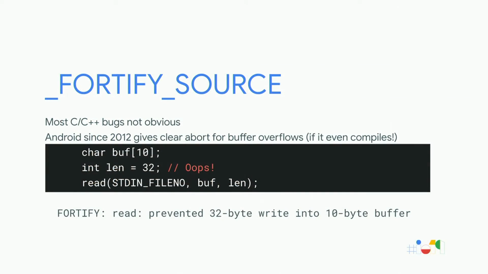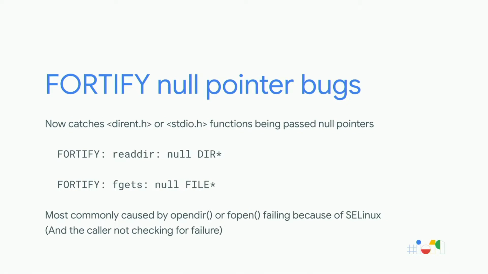It doesn't realize that that 32 is going to be used as that parameter to read. So it turns this into a runtime check, and if that fails, you then get a nice clear abort, and the abort message will be along the lines of, fortify the specific function you called, and then what you asked it to do and what it thinks the current state of the world is.